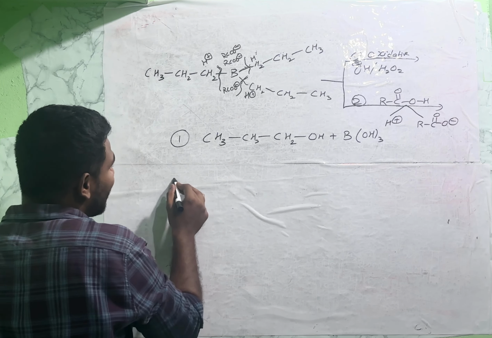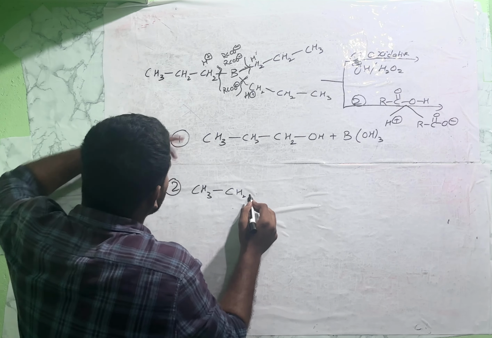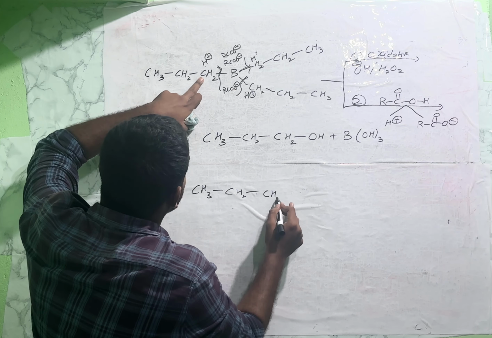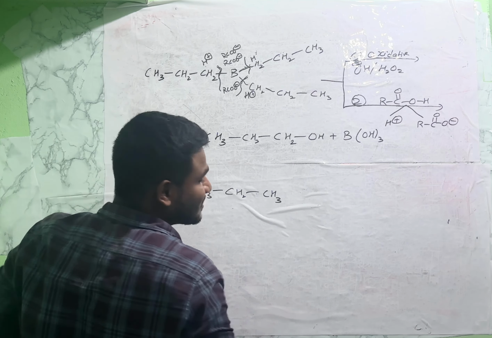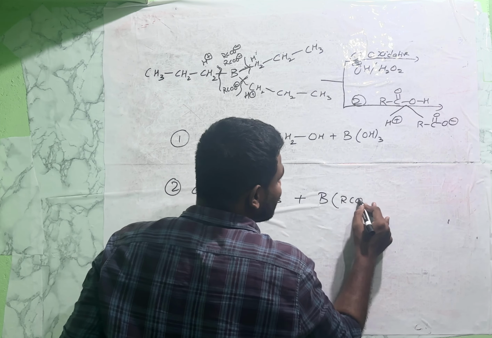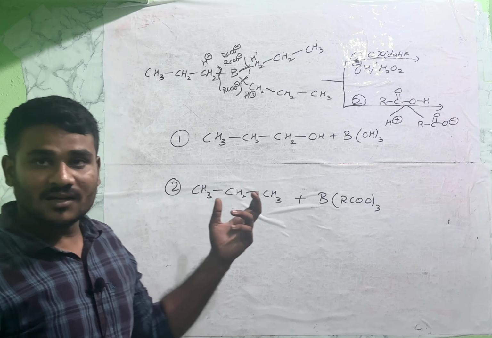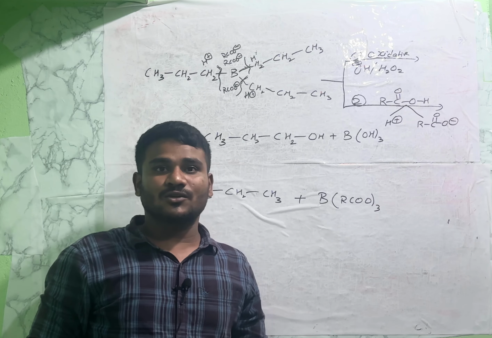So in the reductive hydroboration, what is the product? CH3, CH2, CH2 plus H, that is CH3 plus B(RCOO)3. You understand oxidative hydroboration and reductive hydroboration.